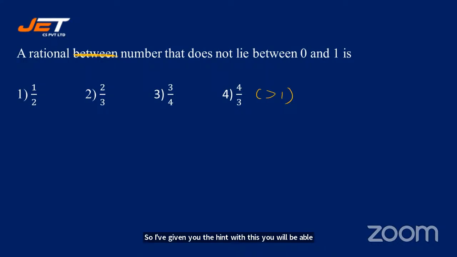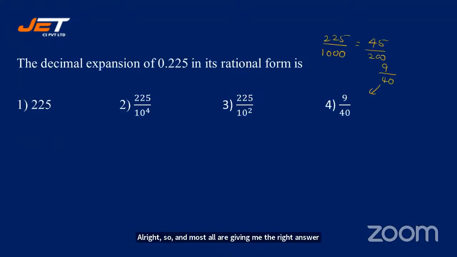Let's see how many are giving me the correct answer. All right, let's see. Yes, almost all are giving me the correct answer. Sunny, please check your answer. All others other than him. Dikshita, please check your answer. All right, so almost all are giving me the right answer. That is 4 by 3. That is a rational number. All right, see the next question.